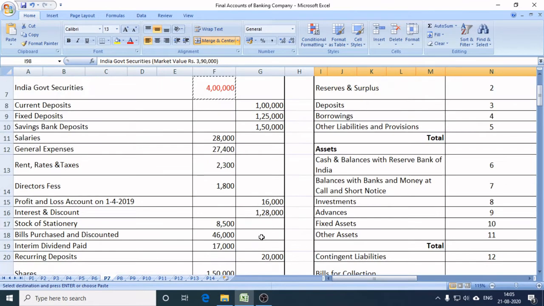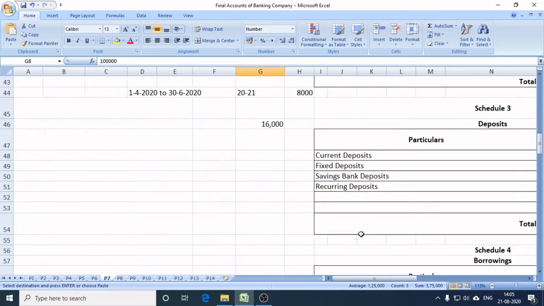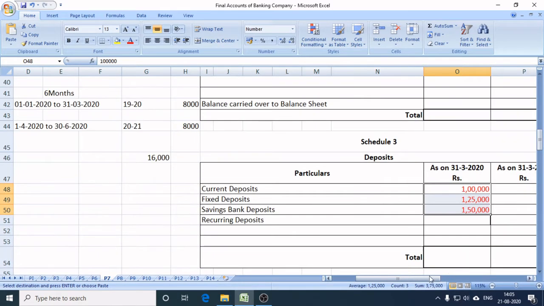Next in the problem is current deposits. Okay, next is current deposits, fixed deposits and saving bank deposit, and these three ledgers have credit balance in the trial balance statement, and these are the liabilities of a bank, so we should consider them under schedule number 3, that is deposits, here only.